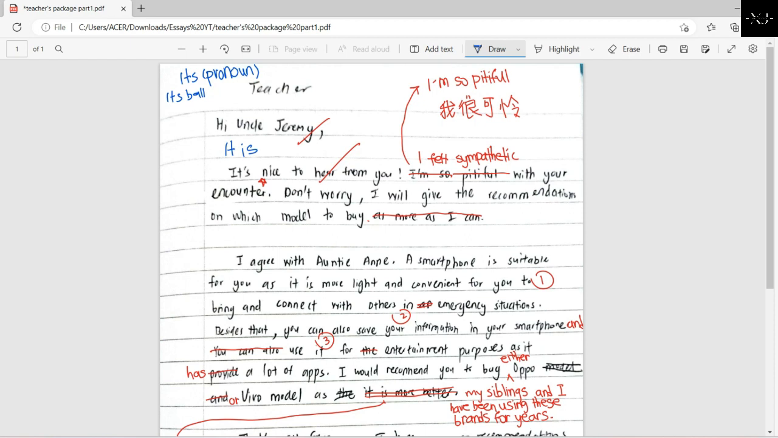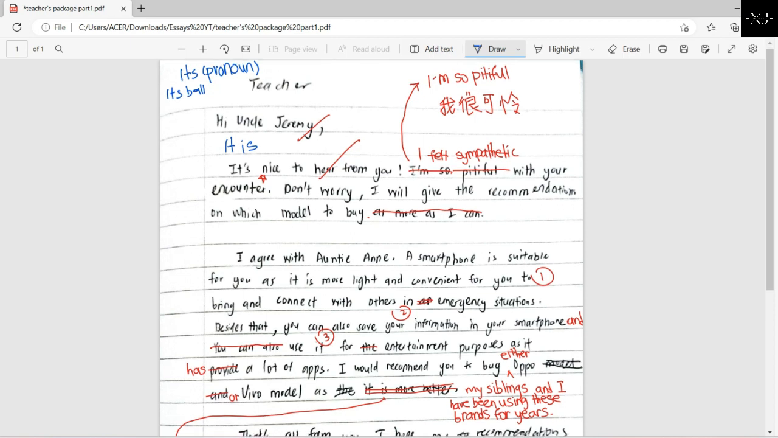Okay, why I cross out is because, although I didn't count the number of words, just from my eyes, I feel like the student has already exceeded the 80 word limit, so I'm just crossing out. Okay, so just keep it simple and just say that I will give the recommendations. I'll give you some recommendations of which model to buy.